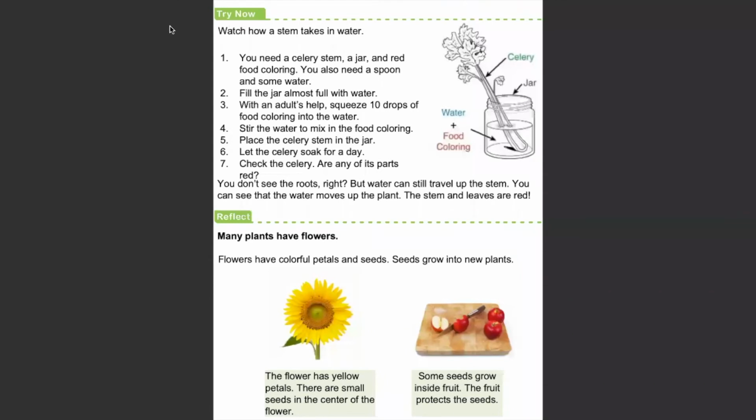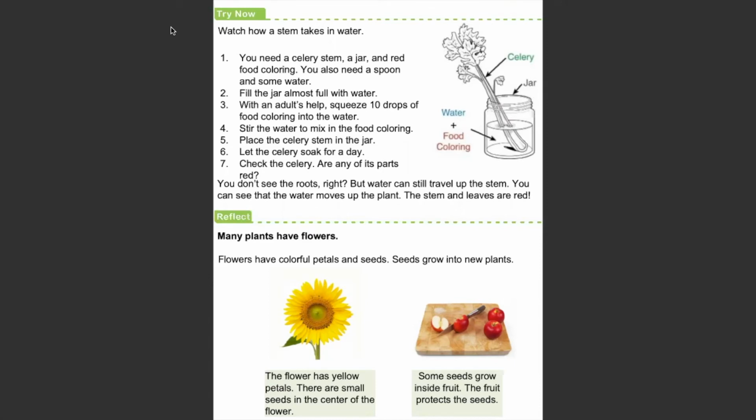Try now. Watch how a stem takes in water. Step 1. You need a celery stem, a jar, and red food coloring. You also need a spoon and some water. Step 2. Fill the jar almost full with water. Step 3. With an adult's help, squeeze 10 drops of food coloring into the water. Step 4. Stir the water to mix in food coloring. Step 5. Place the celery stem in the jar. Step 6. Let the celery soak for a day.